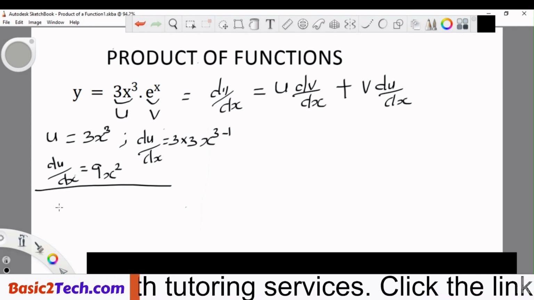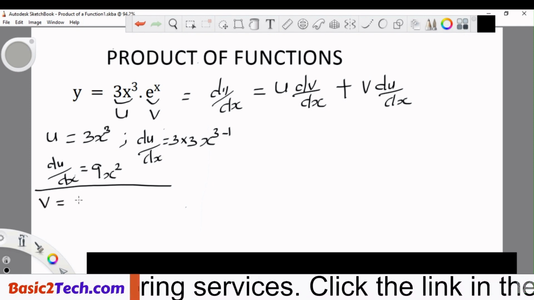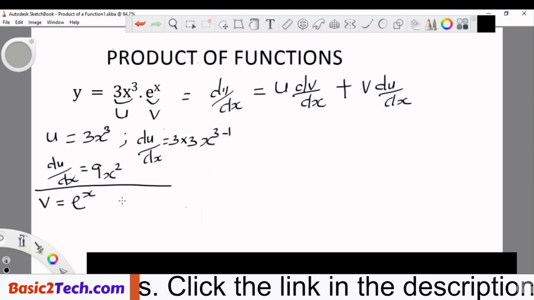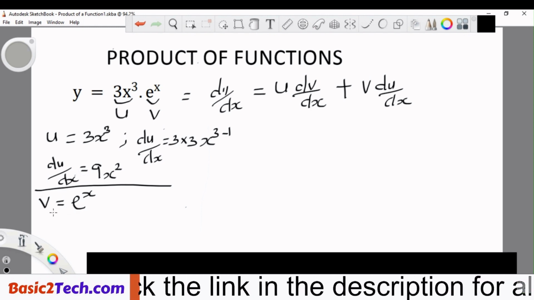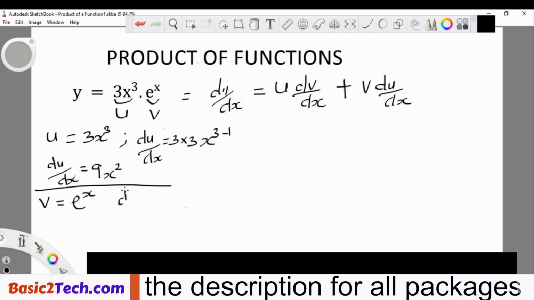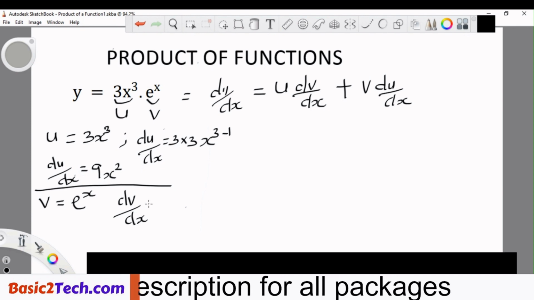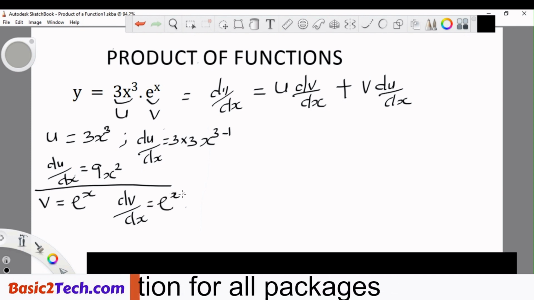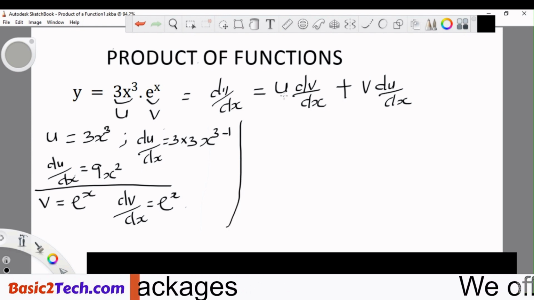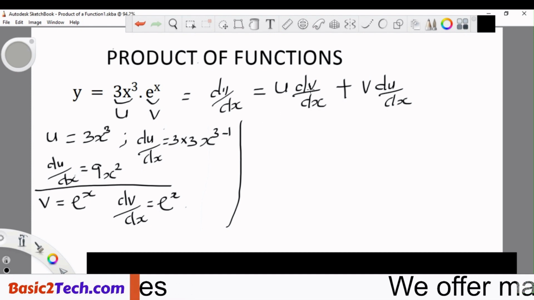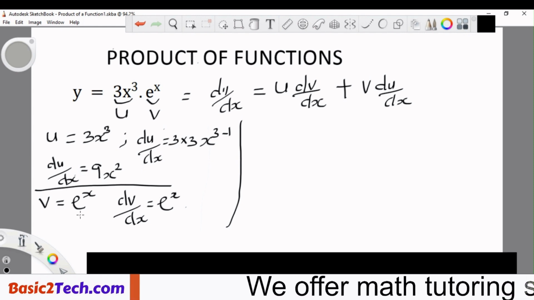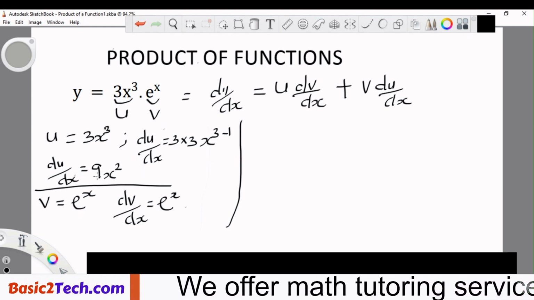Our next function is v. So we have v is equal to exponential x. And remember from our last slide, when we differentiate v with respect to x, we get exponential x. So the dv dx will give us exponential x. So now we've known all our variables. So our u is 3x cubed, the dv dx is e to the power x, our v is exponential x, and our du dx is 9x squared.